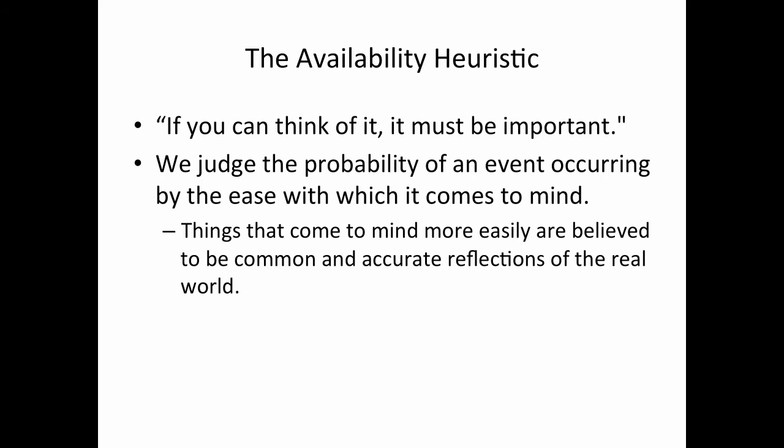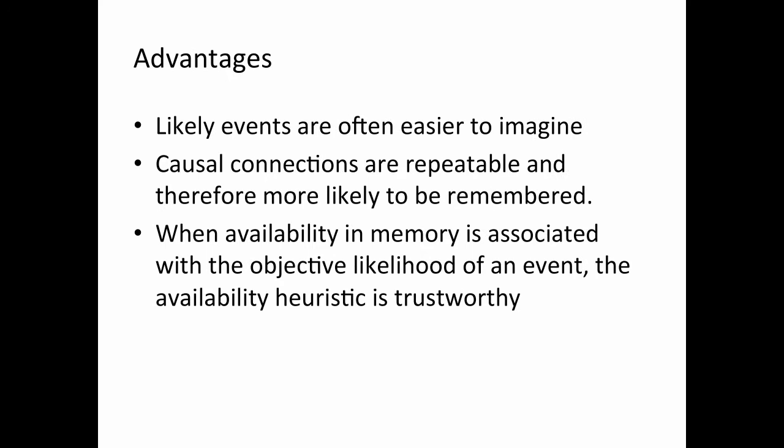Another example, the effects of indoor air pollution like carbon monoxide are underestimated because of the lack of media coverage. Recalling the coverage of lottery winners leads people to overestimate their chances of winning the lottery. Again, just examples of the availability heuristic. The availability heuristic is quite useful in inductive reasoning because likely events are often easier to imagine, and causal connections are repeatable and therefore more likely to be remembered. When availability in memory is associated with the objective likelihood of an event, the availability heuristic is trustworthy. So it does have its advantages.